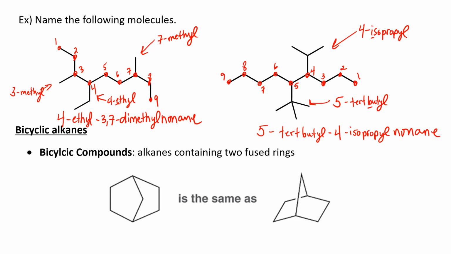The next set of compounds are going to be the bicyclic alkanes. A bicyclic compound is simply any alkane that contains 2 fused rings. So we have a double ring system. These are the same exact molecules just drawn in different ways. This one here gives you a bit of a 3D perspective of what's going on.